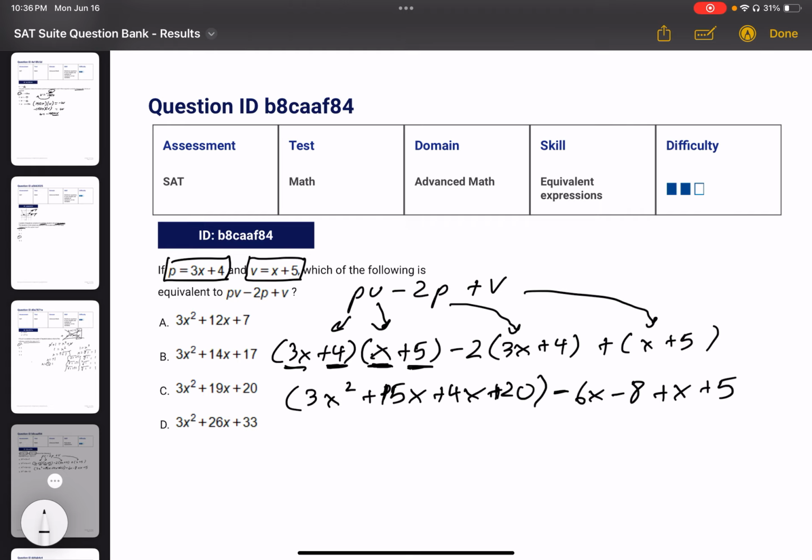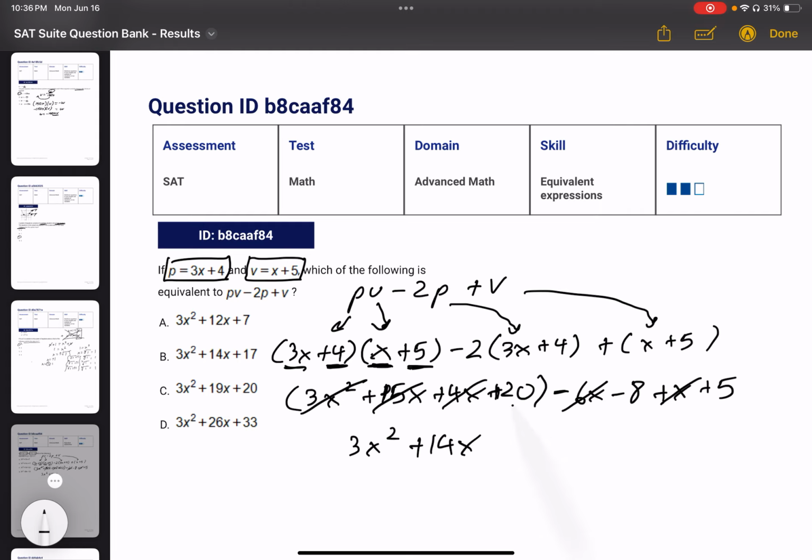So this is a lot to digest right here, so just look at the exponents, go greatest to smallest. We have 3x squared, that's the first one. We only have one of those, so we write that down here. Now we look at the x's, 15x plus 4x is 19x, minus 6x is 13x, plus x is 14x. Cross all of these out. You should really cross them out as you're going.